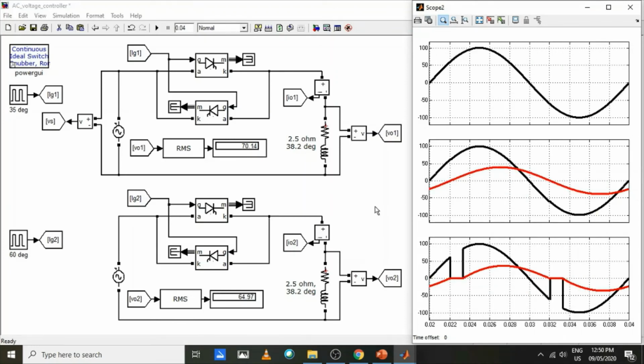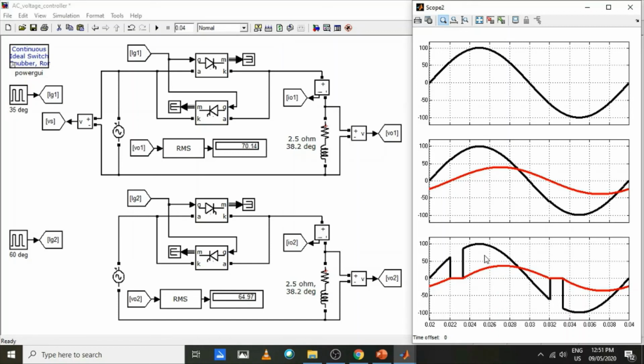From the simulation results, we can see the converter using the 35 degrees firing angle is unable to work as the AC voltage controller since the output voltage waveform is precisely similar to the supply voltage waveform. However, when the converter is controlled using 60 degrees firing angle, the converter can work well to regulate the output voltage waveform. Therefore, it is essential to ensure that the converter works within the allowable conduction range only.